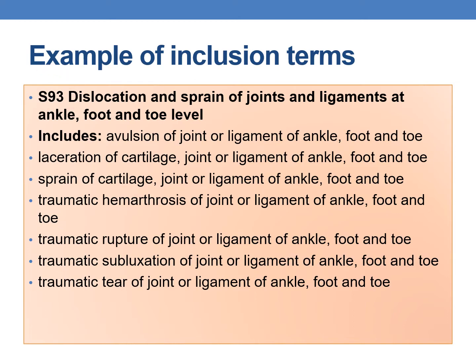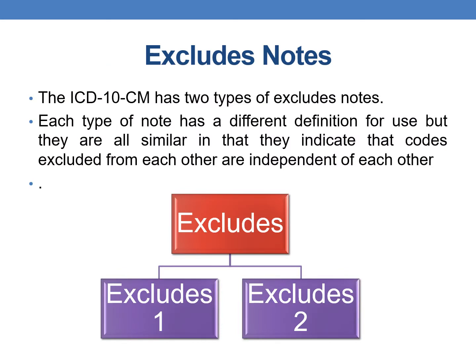These are inclusion terms. Now coming to the next convention, excludes notes. In ICD-10 there are two types of excludes notes, excludes 1 and excludes 2. Each type of note has a different definition for use, but they are all similar in that they indicate that codes excluded from each other are independent of each other. Whenever you find codes under excludes, you can assume that those codes are independent of each other.